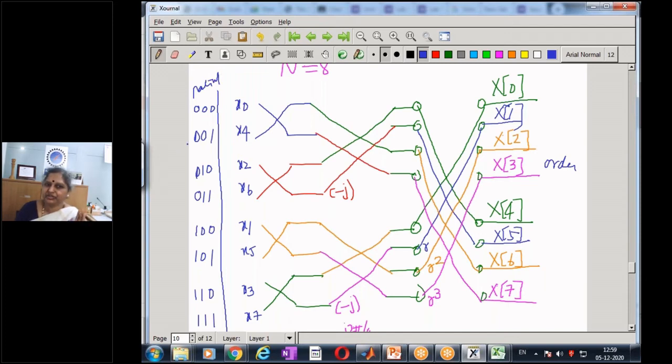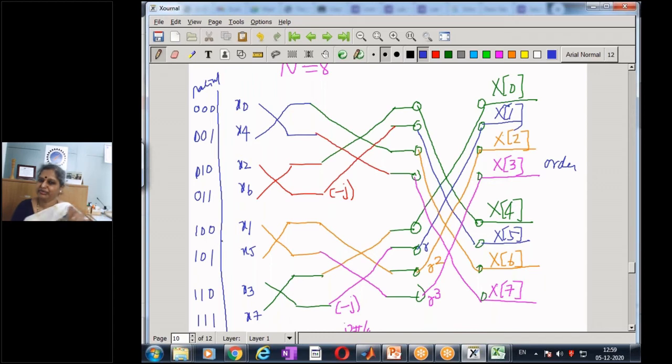Now what if I change the order? Bit reversed order. Instead of 0, 0, 0, I reverse the bits and I still have 0, 0, 0. Instead of 0, 0, 1, I make it 1, 0, 0, which gives 4. 0, 1, 0, if I bit reverse it, remains as 2. 0, 1, 1, if I reverse the order, gives 1, 1, 0. What is 1, 1, 0? X6.